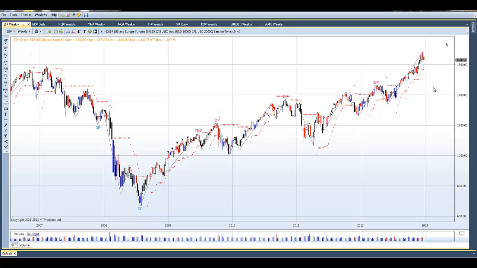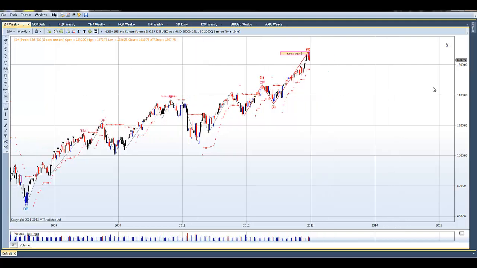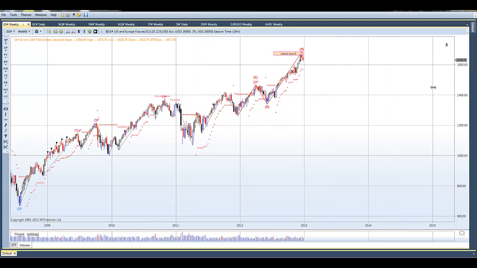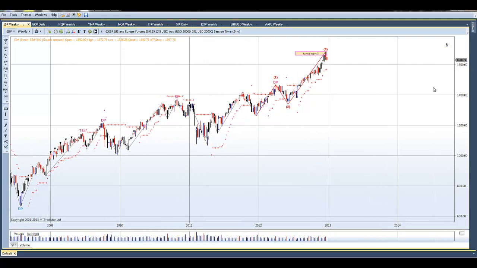This is the E-mini S&P here, and where we are currently. We did have a little sell-off last week. If we check the Elliott wave pattern here, we did come into a wave 3, and we tagged that wave 3 and began to sell off.